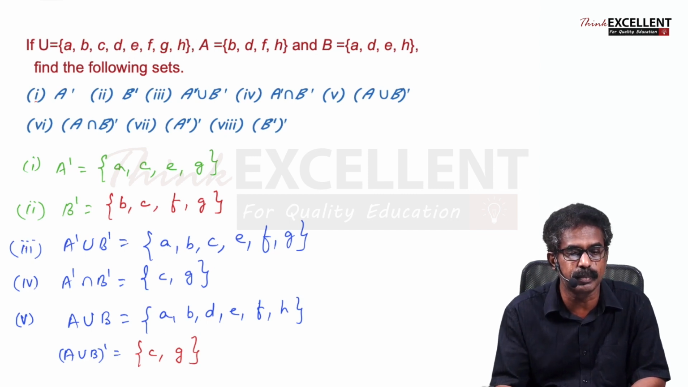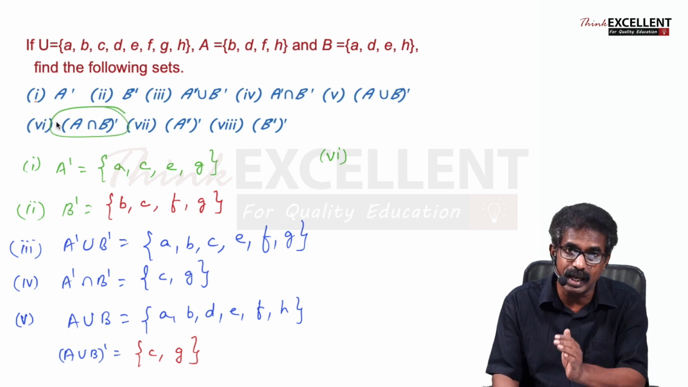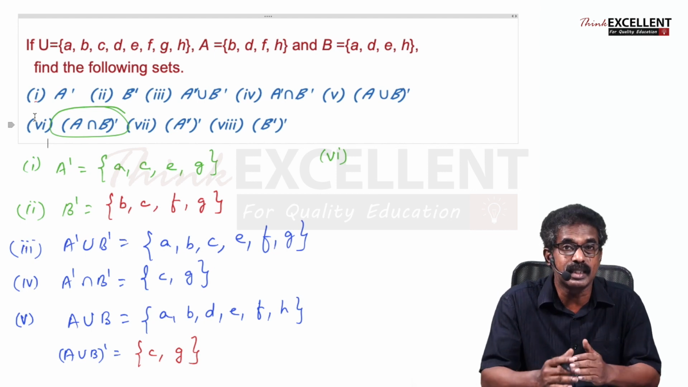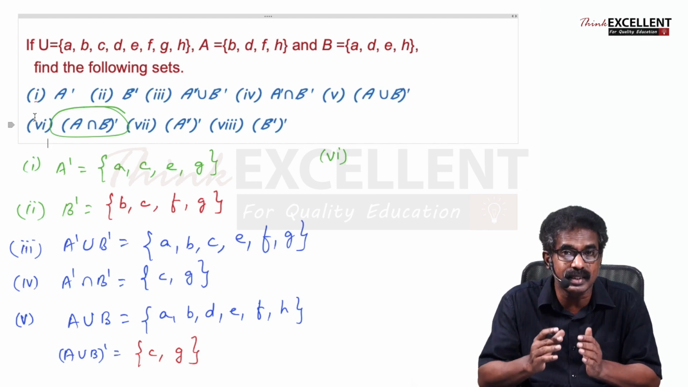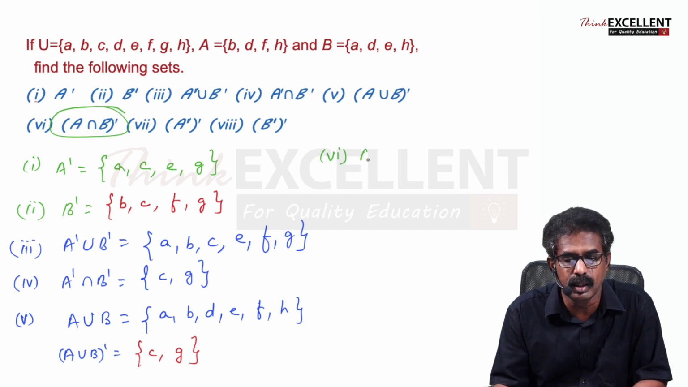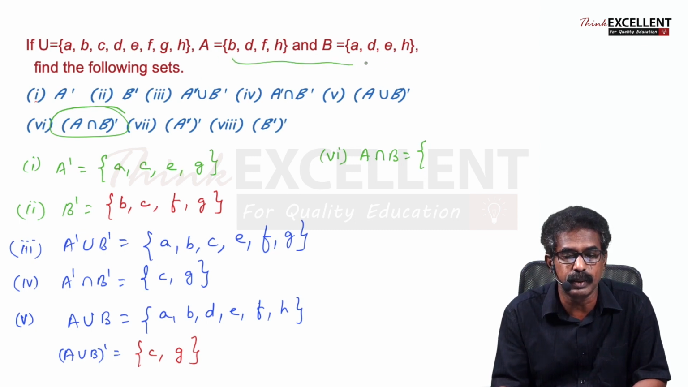So what's the next one they asked? Sixth one is A intersection B the whole dash. Same method as the previous question. Don't try to do it in a single step. First you find A intersection B, then complement. So let us find A intersection B. What is A intersection B? Common for A and B. What is common for A and B? A, B. See what is common.